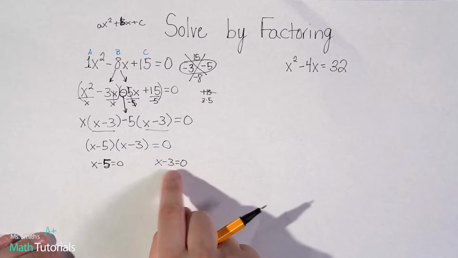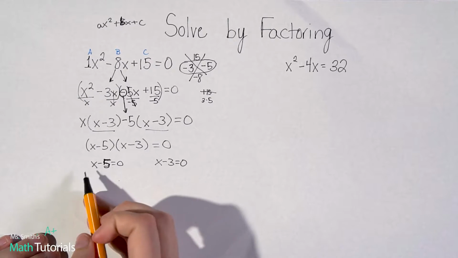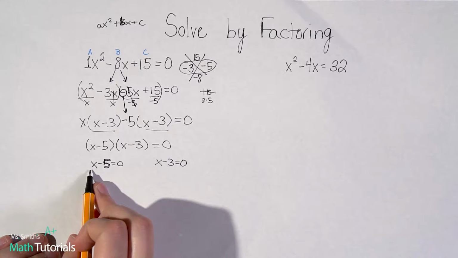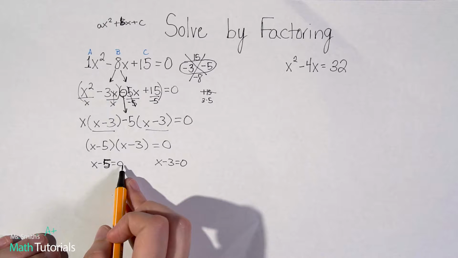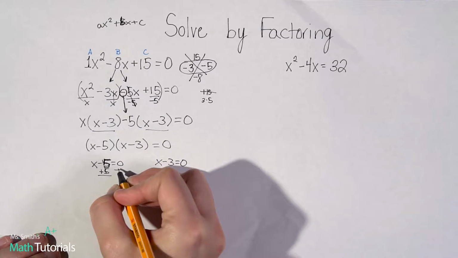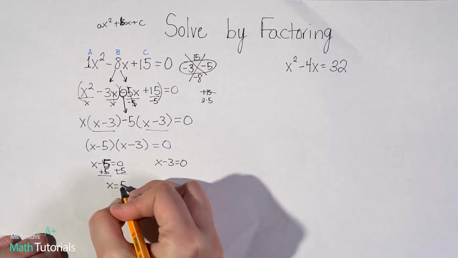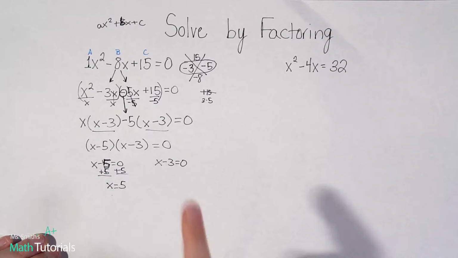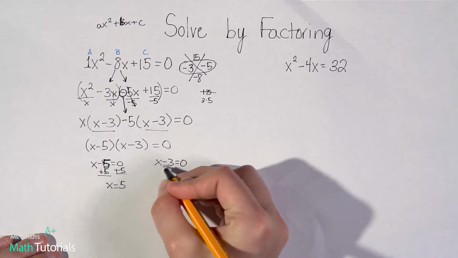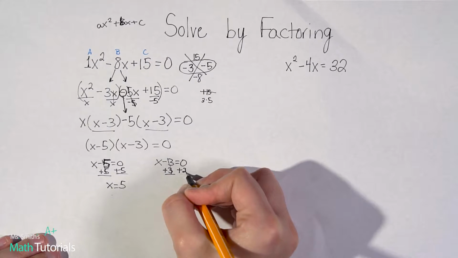Now, we've created two algebra equations that we're going to solve. So let's think, x minus 5 equals 0. How could I solve that for x? Well, I would need to move the 5 over. And in order to do that, I'd have to add 5. Right? Add 5. So I would get x equals 5. What about over here? This is a minus 3. I want to get x alone, so I would need to add 3. Add 3.